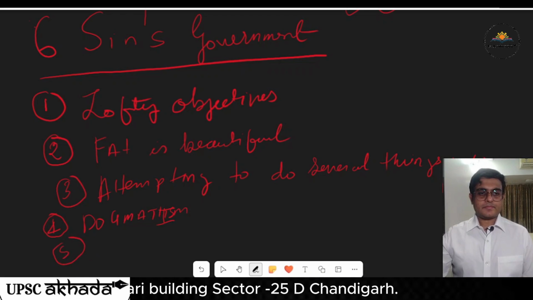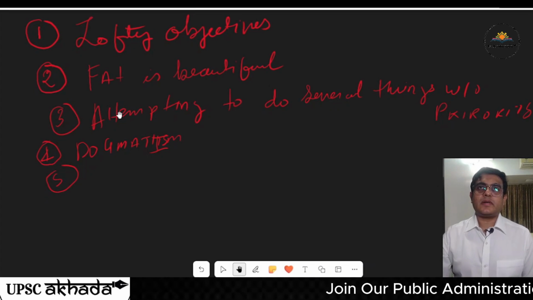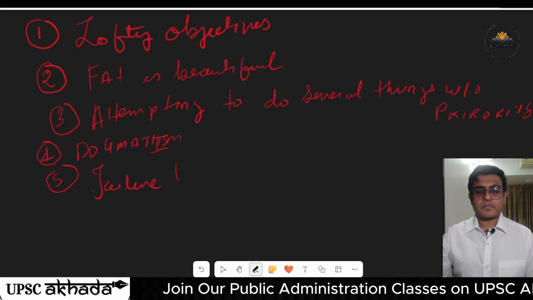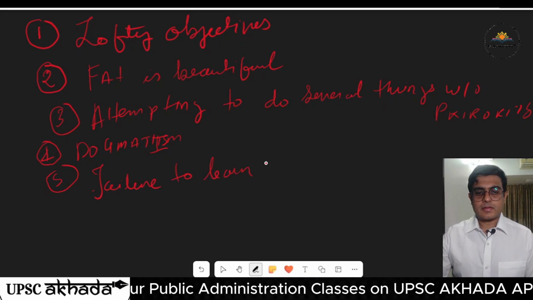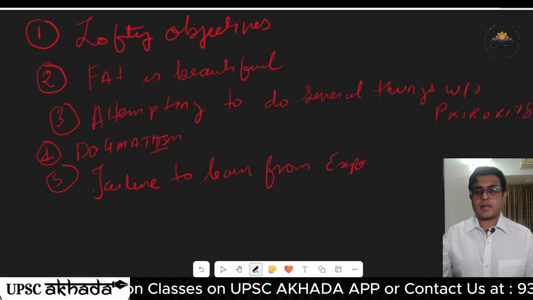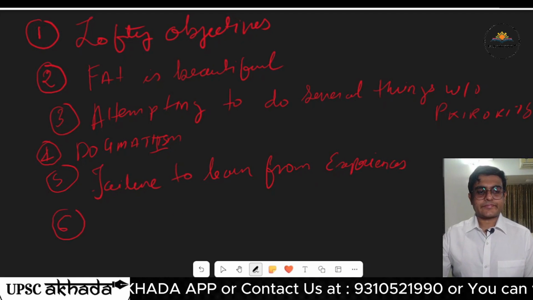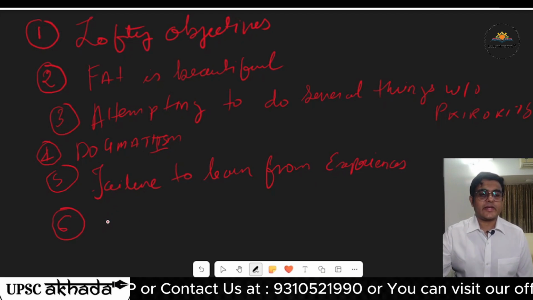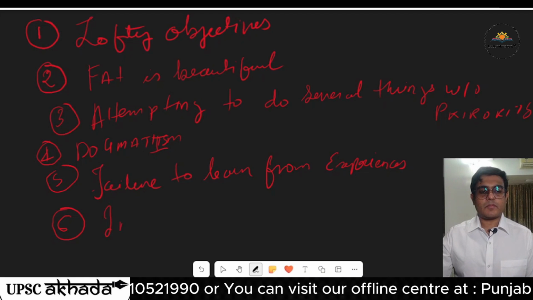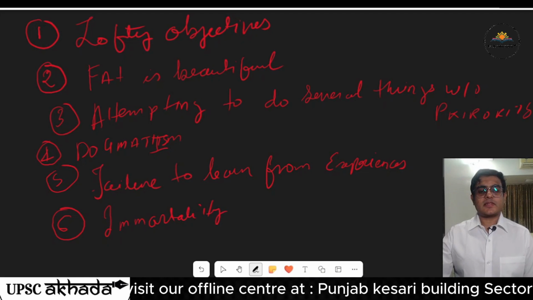Fifth is failure to learn from mistakes or experiences. The sixth is believing in immortality, immortality of schemes and policies. So I'll explain this, don't worry.